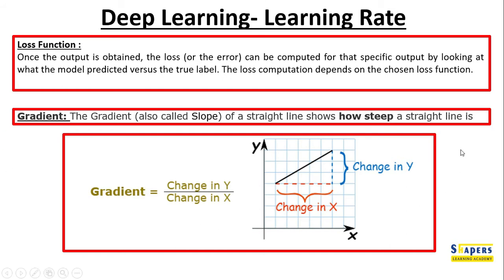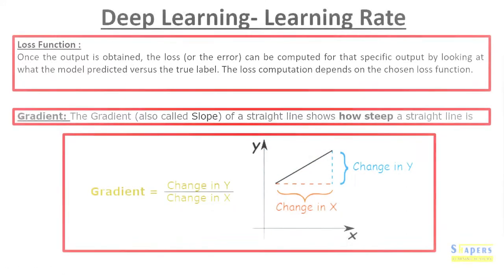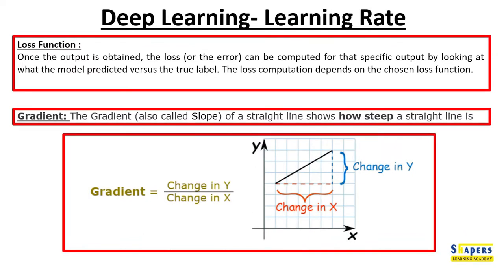Briefing the concept of gradient again. The gradient of a straight line shows how steep a line is. The change in the direction of y divided by the change in the direction of x gives the gradient mathematically. As we are going to use this term gradient at various places in this module, a small recap of the gradient was shared.